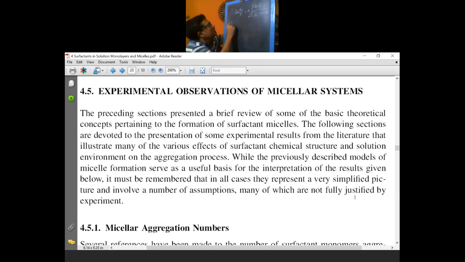So if you make a plot of ln F0 by F against the quencher concentration, you should get a straight line passing through the origin, from the slope of which you will get the value of N by total surfactant concentration minus CMC. Right? So slope gives you the value of N by total surfactant concentration minus CMC. If you know the CMC value and the total surfactant concentration, N would be just the slope multiplied by that parameter, and you will get the aggregation number.